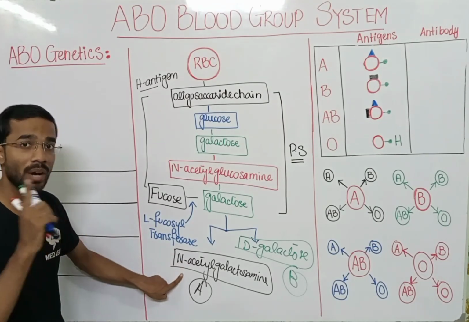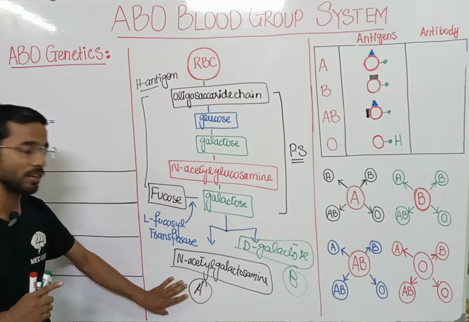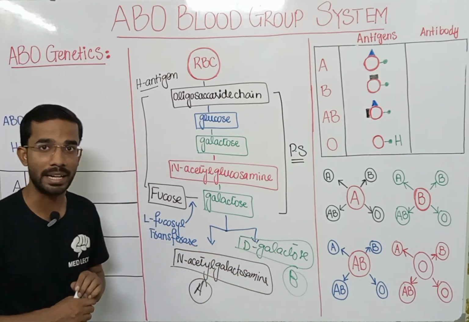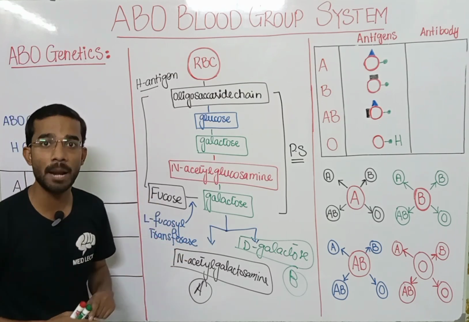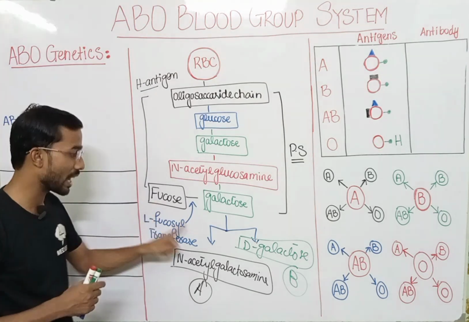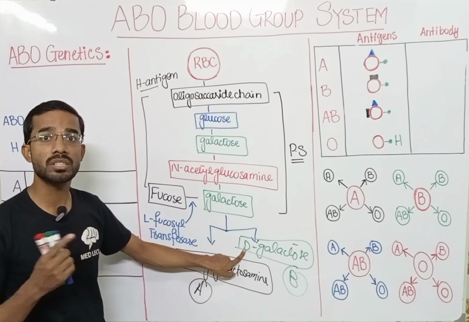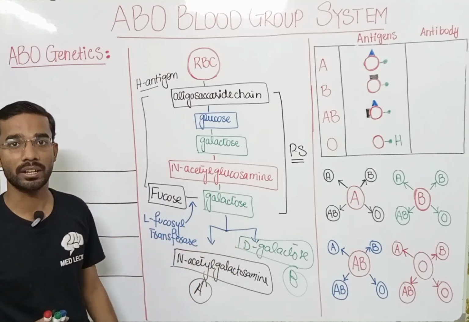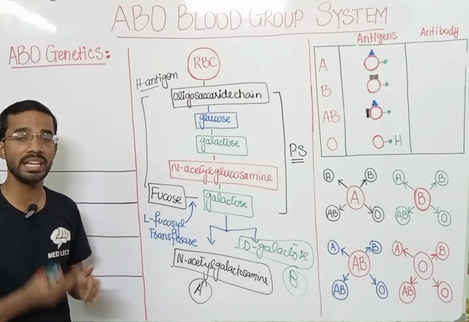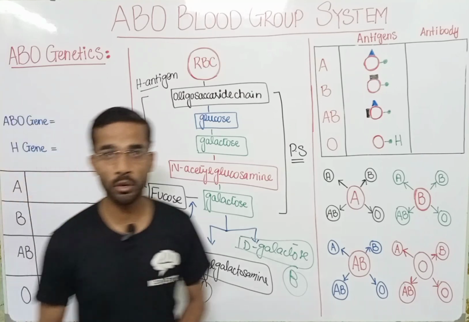You will add just one thing at one time. If you add N-acetyl galactosamine, it will become the A antigen. If you add D-galactose, it will become the B antigen. This also happens with the help of enzymes: N-acetyl galactosamine transferase adds the N-acetyl galactosamine, but D-galactosyl transferase adds the D-galactose. So these are the different compositions of the H antigen and the A and B antigens. Hope you got the point.